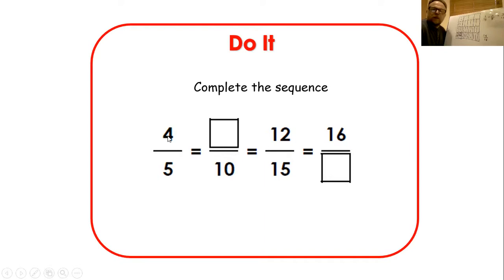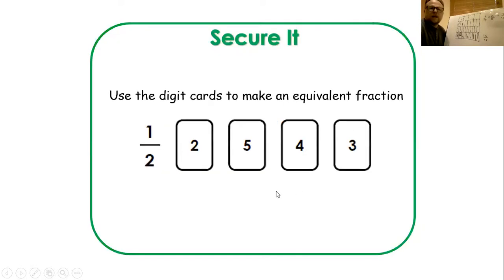So the top is going up in 4s. 4, 8, 12, 16. The bottom is going 5, 10, 15, 20. This is where your tables come in handy again. You're spotting the relationship between the numbers. Tricky.